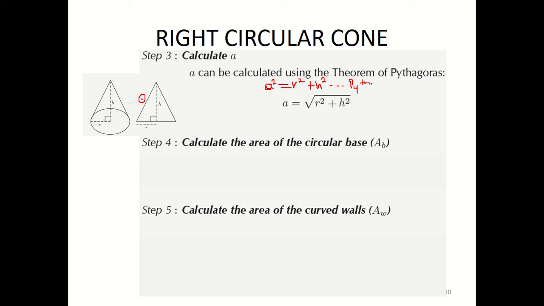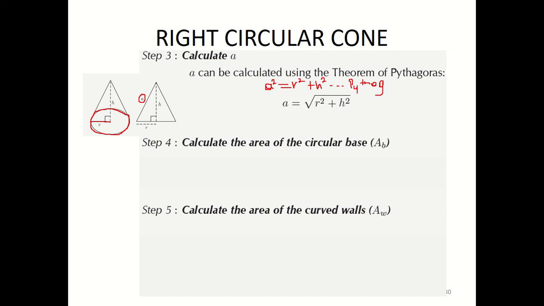And that is Pythagoras, right? Obviously, we'll manipulate the formula to solve for a, which is simply the square root of r squared plus h squared. Now, if I wanted to calculate the area of the base, this is the base of the cone. We do have the radius.